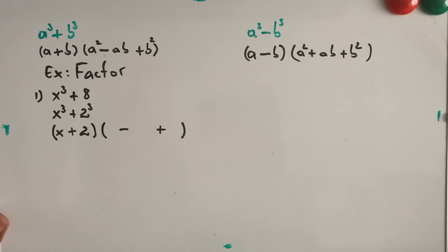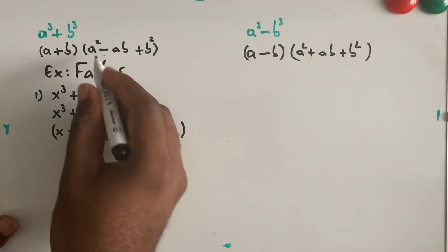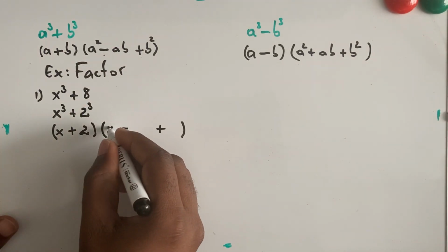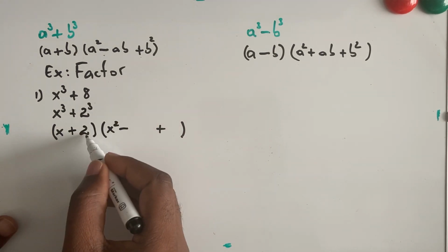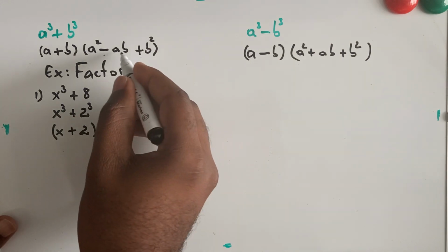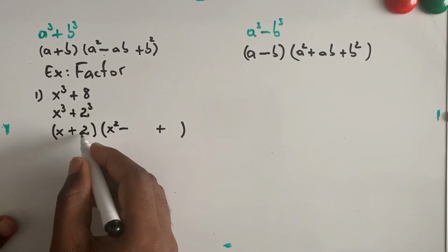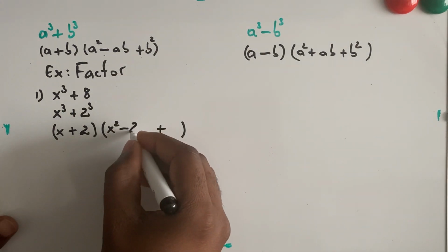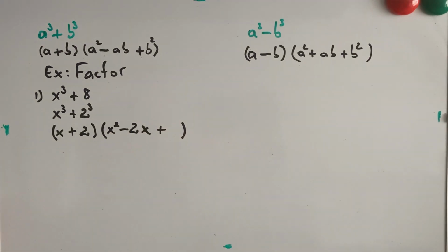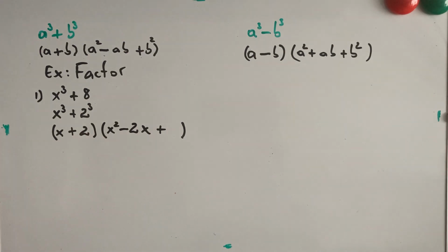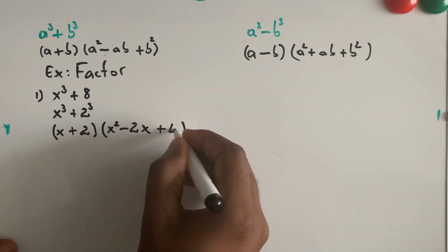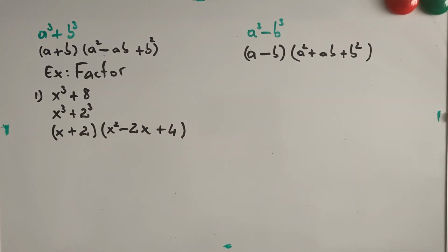Okay? Then take the first one and square it, as a squared. So it's x squared. Then take the first one times the second one, ab. x times 2 is 2x. Then take the last one squared, which is 2 squared. 2 squared is 4. Okay, that's it. Very easy, right? Very straightforward, very easy for you to do.